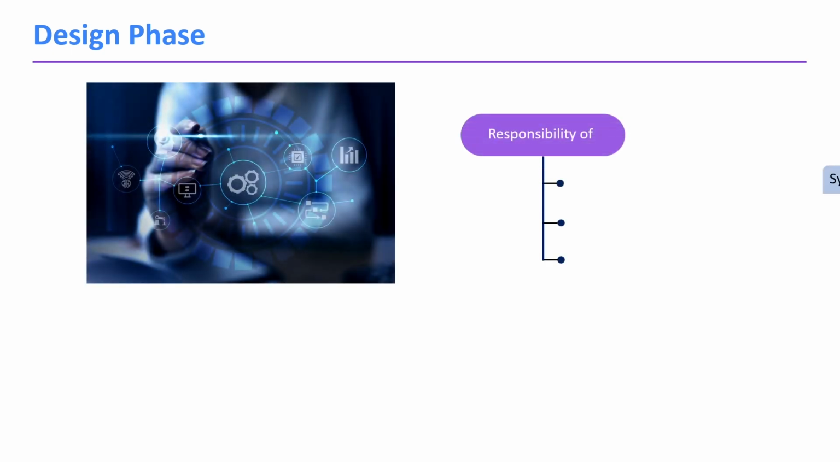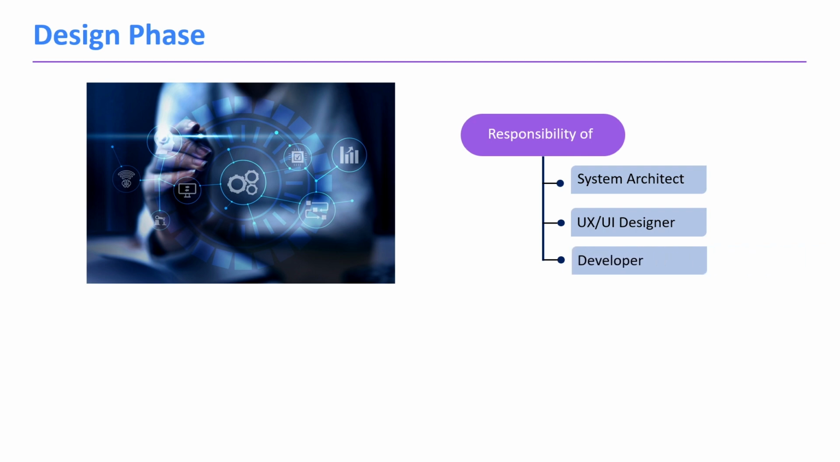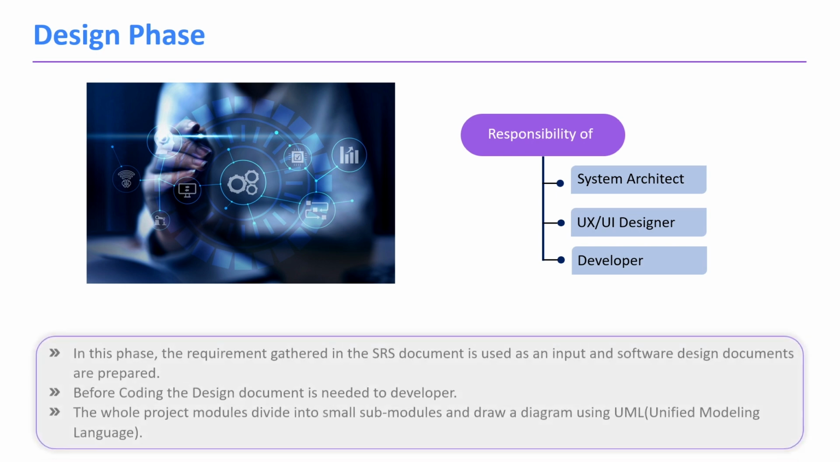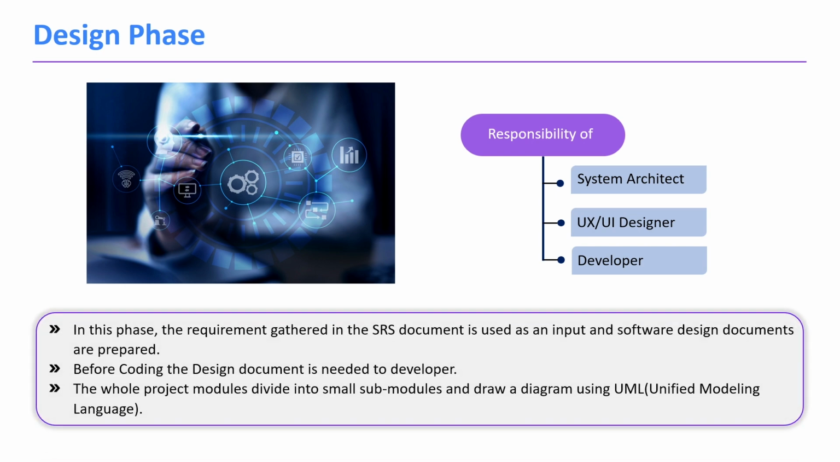Next is the design phase. Creating a design is a responsibility of the system architect, UX or UI designer or the developer. In the design phase, design documents are created based on the SRS document which we have collected from the previous phase. Before coding, a design document is needed by the developer so they can develop an application by seeing the designs.